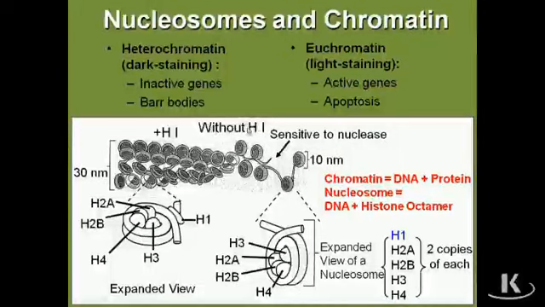When the H1 is absent, without H1, without the general, when the cat's away, the mice will play, right? So when the H1 histone leaves, there's going to be openings in the DNA that could be cleaved by nuclease activity. So, 30 nanometer particle, resistant to DNA cleavage. 10 nanometer particle, more sensitive to nuclease cleavage. A key point to keep in mind.